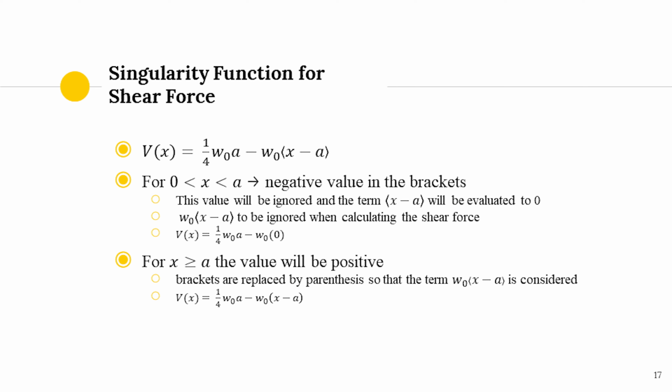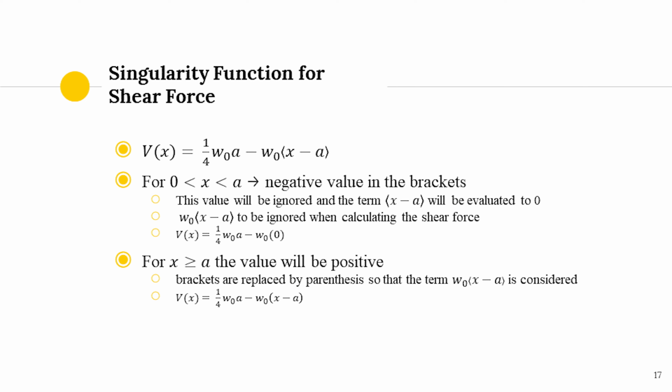If x is before a, then 0 is less than x, which is less than a, resulting in a negative value in the brackets. This value will be ignored, and the term (x minus a) will be evaluated to 0 instead, allowing for omega naught times (x minus a) to be ignored when calculating the shear force.